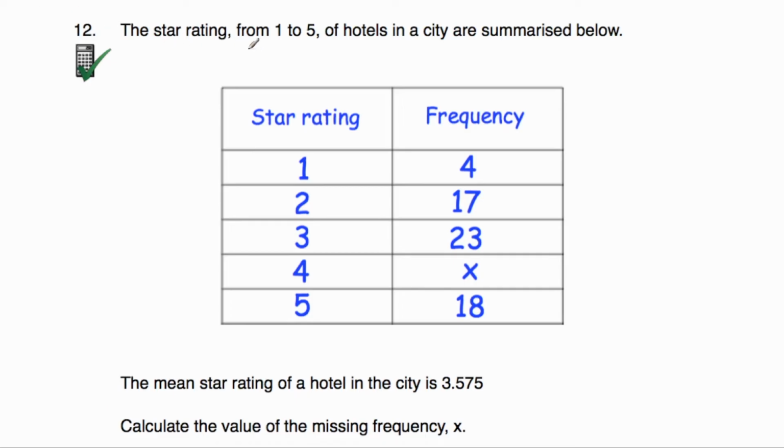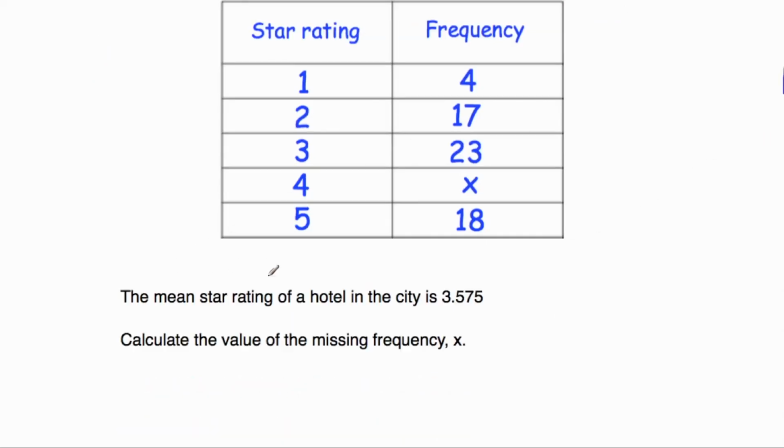So the star rating from 1 to 5 stars of hotels in a city are summarized below. So there's hotels in a city. There's 4 hotels that have a 1-star rating, so you probably wouldn't want to stay in those. You've got 17 hotels that have a 2-star rating, 23 hotels that have a 3-star rating, x number of hotels that have a 4-star rating, and 18 hotels that are 5-star hotels. And then we're told the mean star rating of a hotel in the city is 3.575 stars. I've been asked to calculate the value of the missing frequency x.